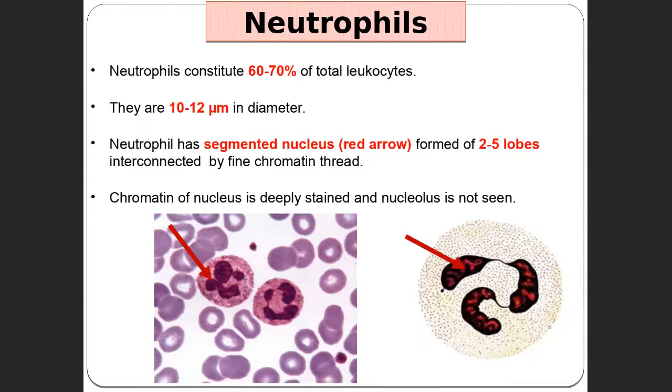Neutrophils, if we talk, are 60 to 70% of total leukocytes, 10 to 12 micrometer in diameter, with a segmented nucleus, as the red arrow shows. It is a segmented nucleus and forms 2 to 5 lobes. So usually neutrophils in the blood will have 2 to 5 lobes. Chromatin of the nucleus is deeply stained. So this is the picture.